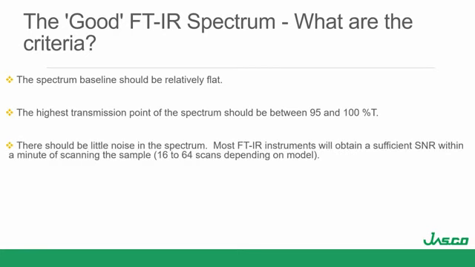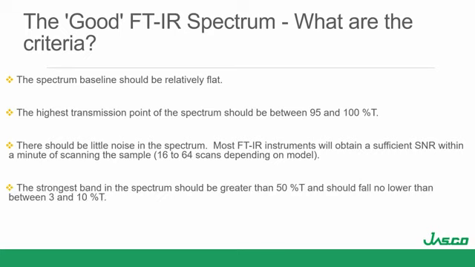There should be very little noise. Most of the time, it takes less than a minute to do 16 scans, and 16 is usually more than enough for most applications. The strongest peak should be greater than 50% transmittance and no lower than 10%. The reason you have to worry about it being low is that as you get lower and lower transmittance, you start to saturate the detector, which causes peak shift or peak shape changes.